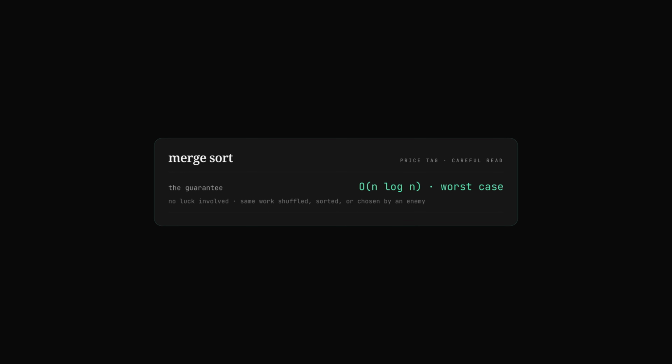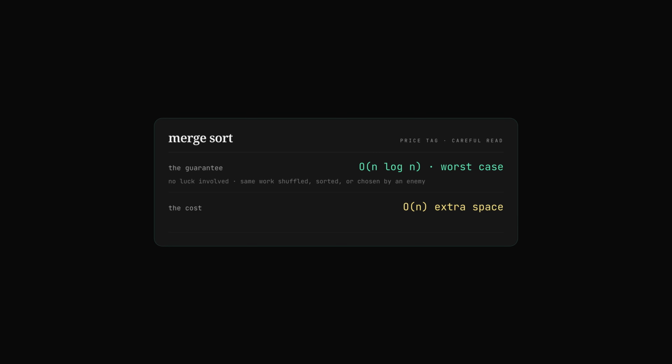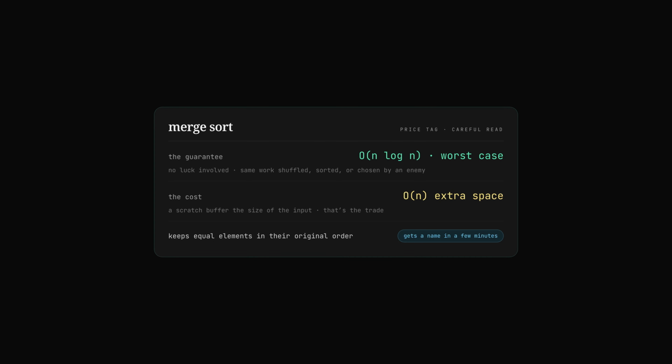The merge does the same work whether the input arrived shuffled, sorted, or chosen by an enemy. The cost: the merge needs somewhere to write, so merge sort carries order n extra space, a scratch buffer the size of the input. That's the trade. It also keeps equal elements in their original order, which sounds like trivia and decides real library designs. A few minutes, and it gets its name.